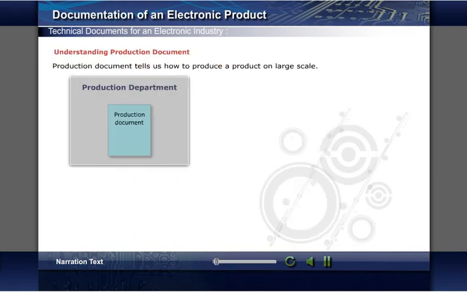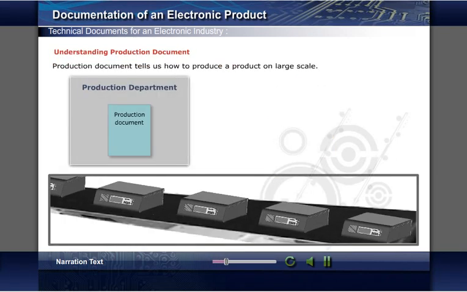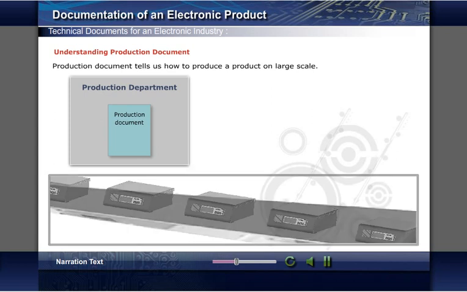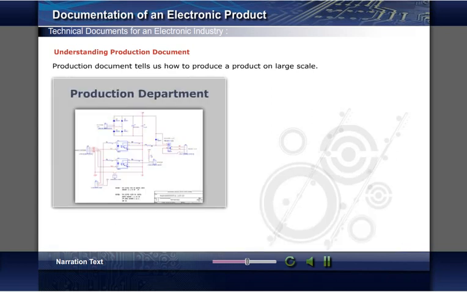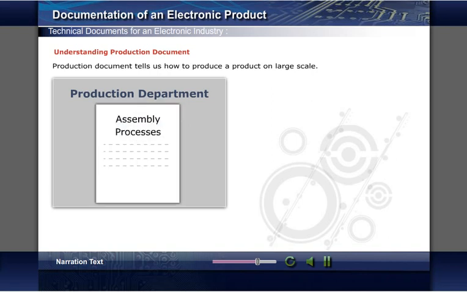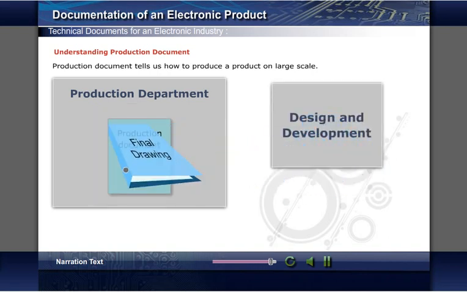A production document tells us how to produce a product on a large scale. This document contains all information like final drawings, which are issued by the design department.